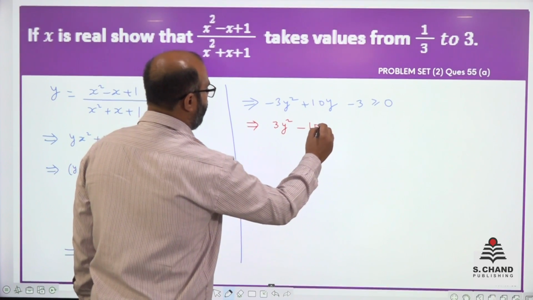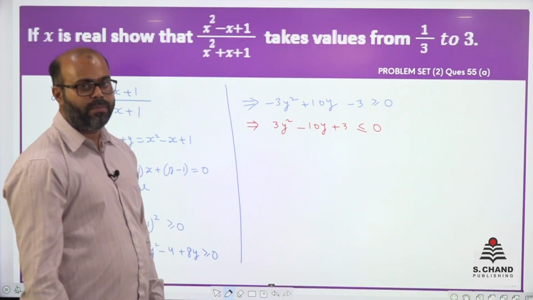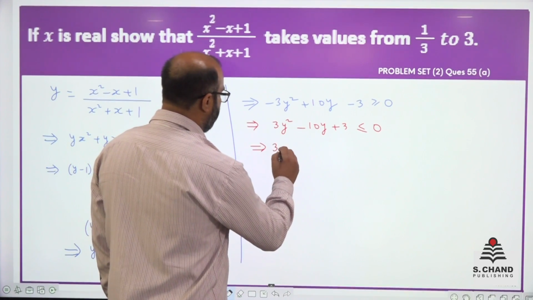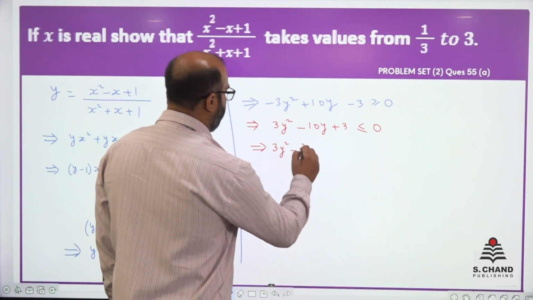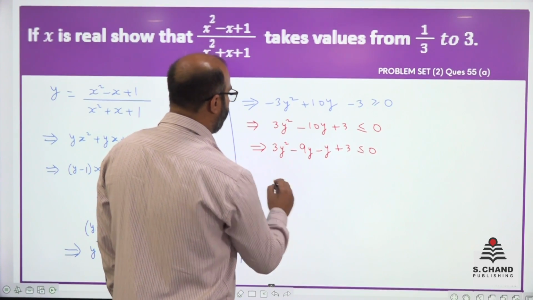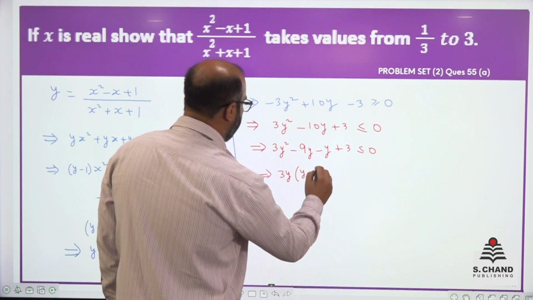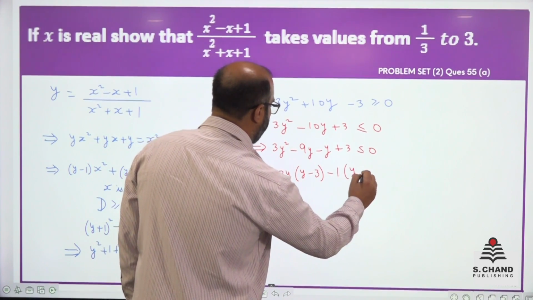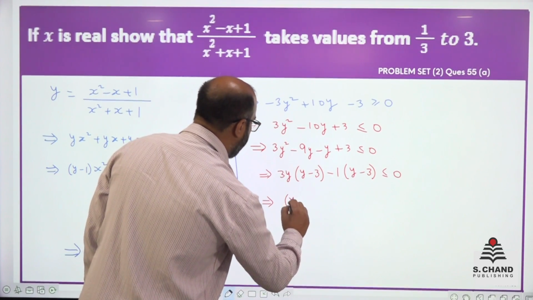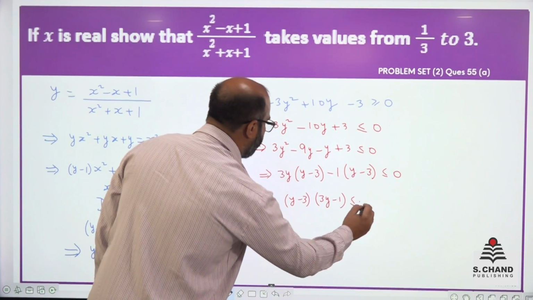3y square minus 10y plus 3, and obviously the inequality will reverse when you multiply by minus 1 on both sides. Now do the middle term splitting. 3y square minus 9y minus y plus 3 is less than or equal to 0. From here you take 3y common, so y minus 3 minus 1, y minus 3 is less than or equal to 0. From here y minus 3 is taken common, so 3y minus 1 into y minus 3 is less than or equal to 0.